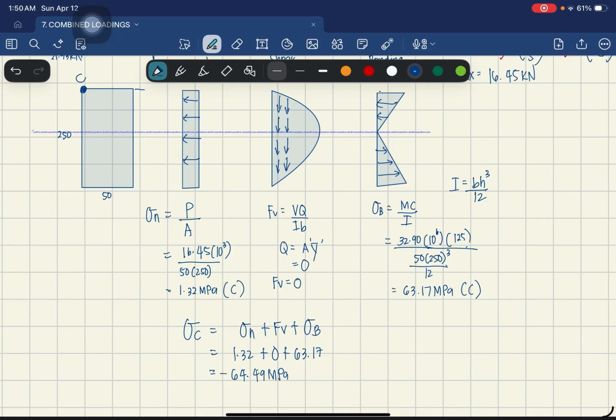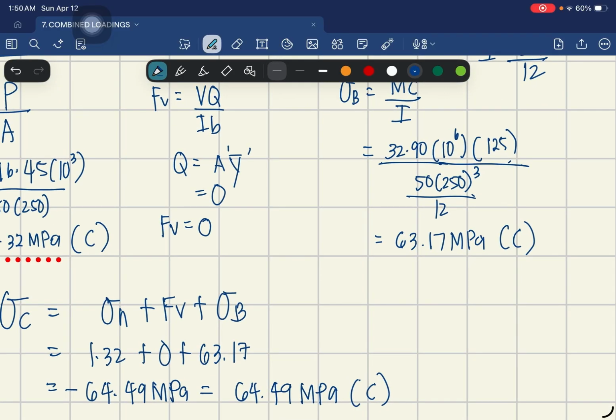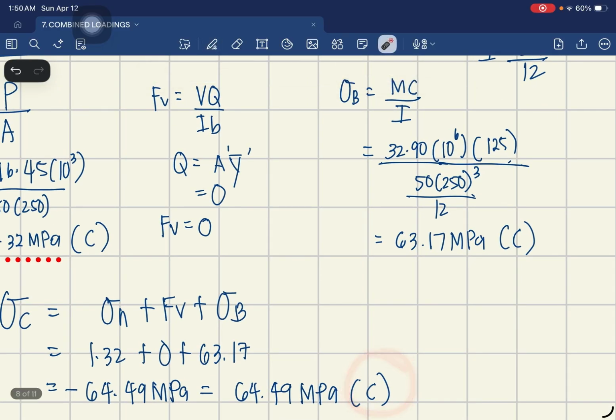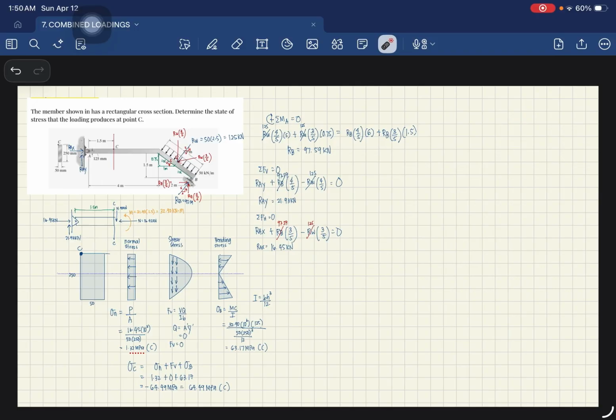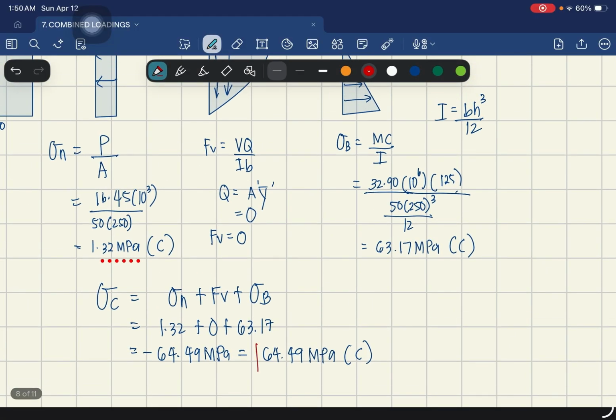MPa. So, negative siya to indicate na compression, or pwede mo din na isulat as 64.49 MPa C, indicated na may sign siya ng C. So, compression siya. So, ito yung solution natin for this problem. So, ito yung sagot natin.